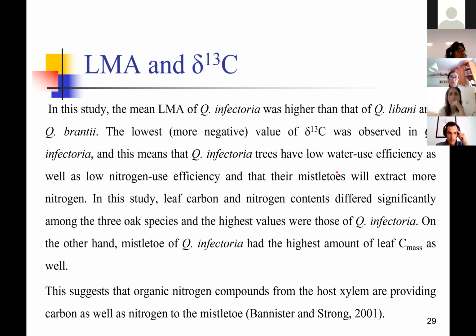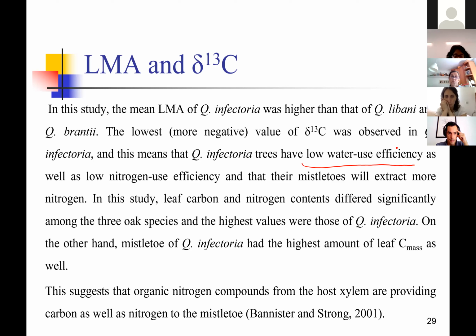In this study, the mean LMA of Quercus infectoria was higher than that of Quercus libani and Quercus brantii. The lowest value of carbon-13 composition was observed in Quercus infectoria, and this means that Quercus infectoria trees have low water use efficiency as well as low nitrogen use efficiency, and that their mistletoes will extract more nitrogen.